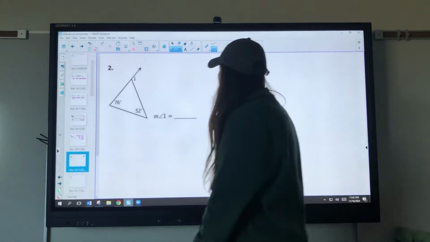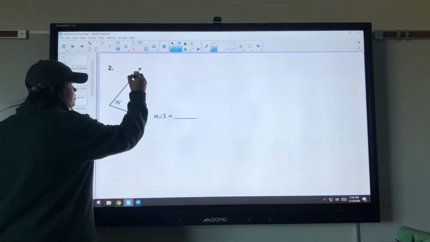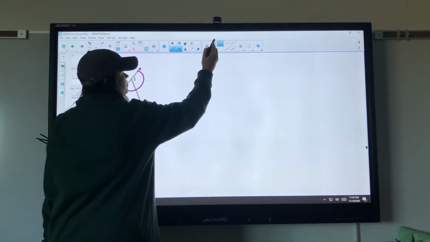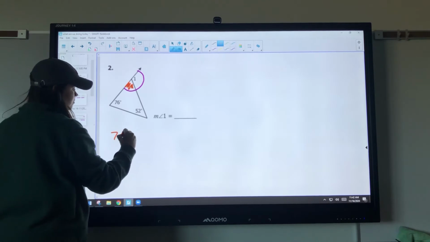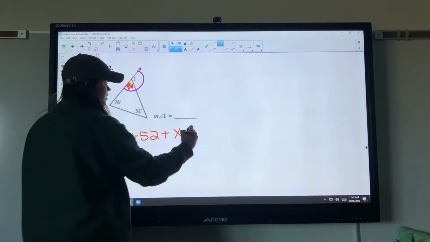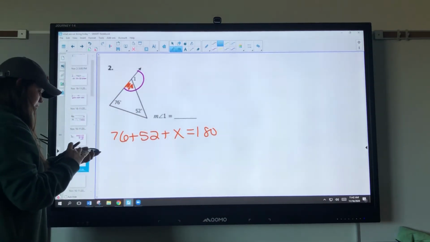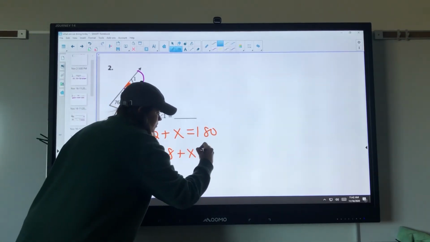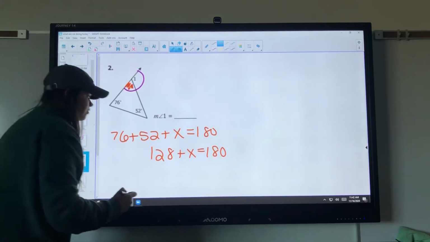All right, let's say they want the angle outside. This is where I'm going to show you how that theorem works. So these form a linear pair. If I were doing this, I would find this one first. So I know that 76 plus 52 plus this one I don't know inside needs to add up to 180. So if I do 76 plus 52, that's 128. And then if I subtract that from 180, I get 52 degrees.